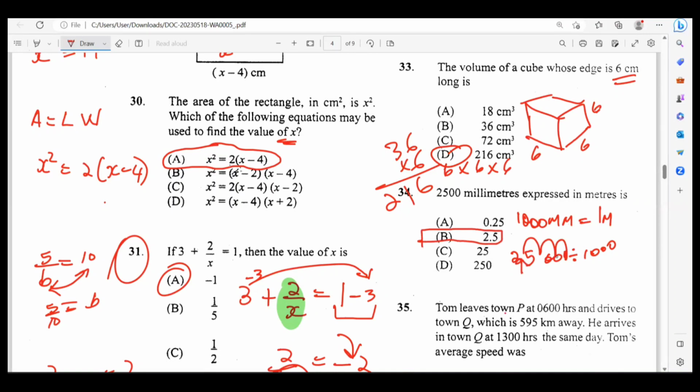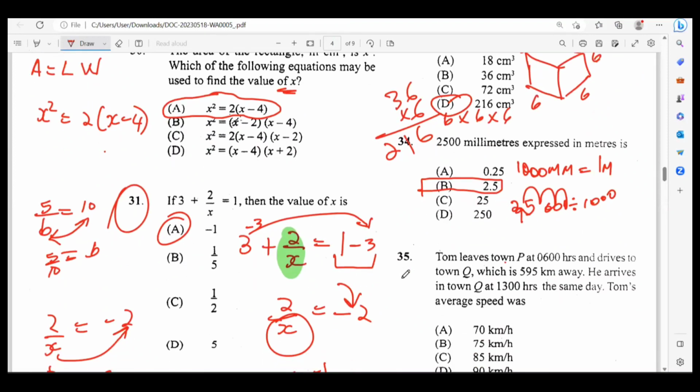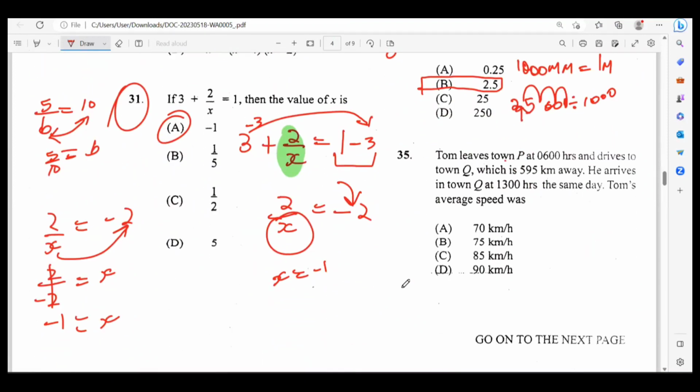As you can see, these questions are quite simple. All you have to do is to focus as you go. Let's go again. Tom leaves town P at 600 hours and drives to town Q, which is 595 kilometers away. He arrives in town Q at 13 hours, the same day.